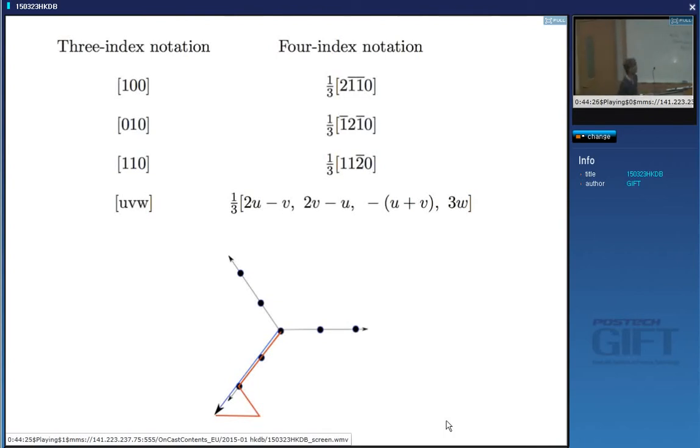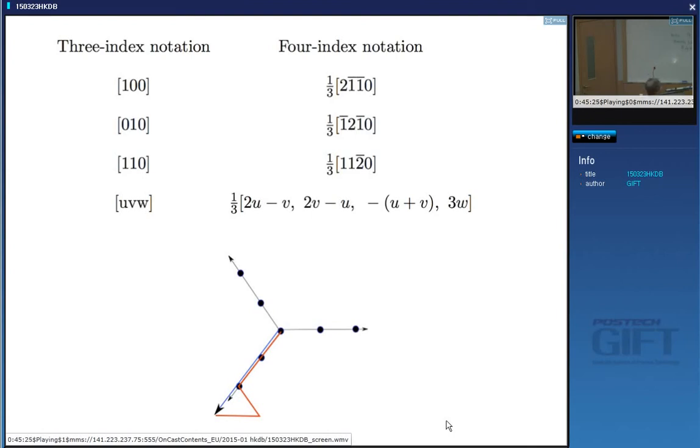Right, so this is now directions. 100 becomes, if I express this as integers, 2 bar 1 bar 1 0. And just to show you that makes sense, here is our four index notation now. This is the x-axis, this is the y-axis, and this is an additional axis at 120 degrees, right? So 100 is this vector here. Okay. 2 is this. Bar 1 is going minus 1 along, so we have this bar 1 and bar 1, so minus 1 along here and minus 1 along here. So we get this as the vector 2 bar 1 bar 1 0. And 1/3 of that is exactly equal to that. Right? So it all makes sense.